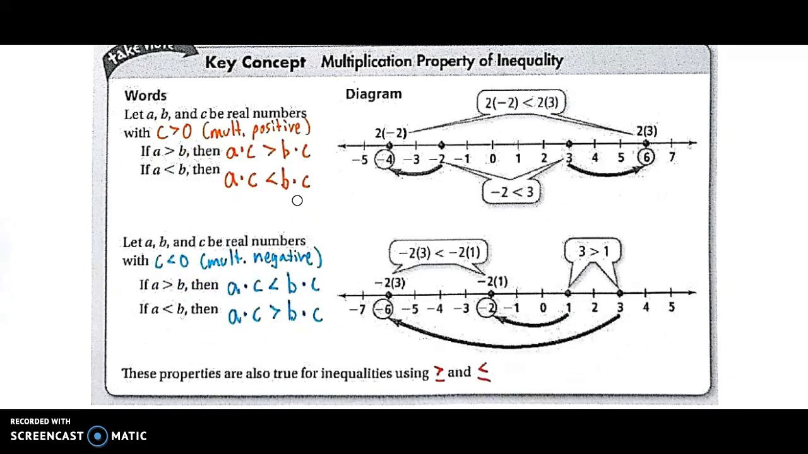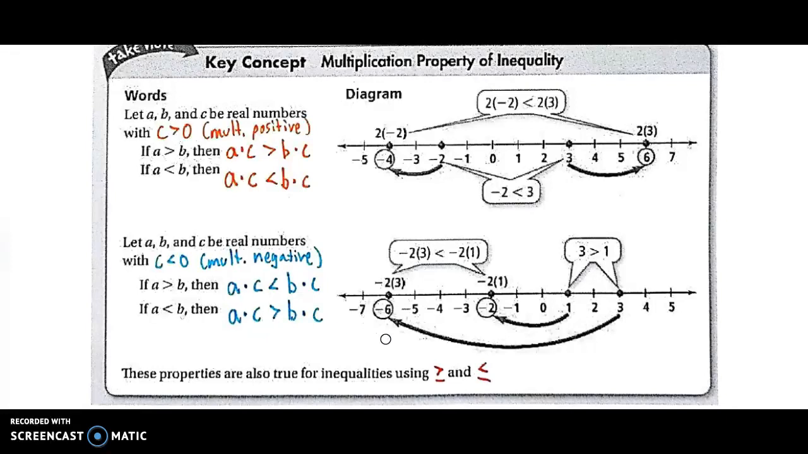So again, at the top of the page, we saw it's the opposite when we multiply by a negative. So if c is less than 0, and we're multiplying by a negative, that means if I start off with a being greater than b, if I multiply times a negative on both sides, I'm actually going to flip that inequality sign. So greater than becomes less than. Same thing if I start off with less than, and if I multiply by a negative on both sides, I'm going to end up switching that less than sign to a greater than.